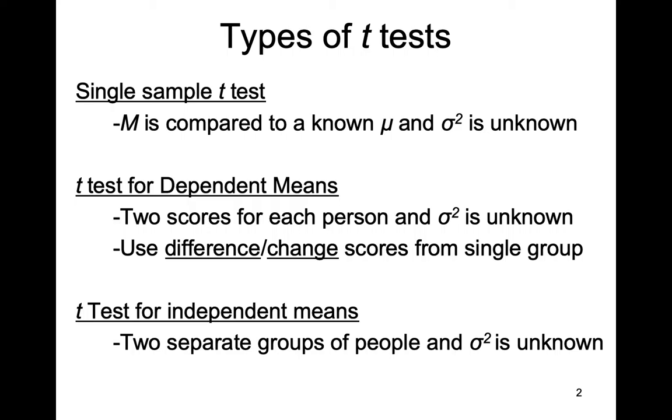So when we're comparing 2 means from 2 separate groups, each person in the group only has 1 measurement. We're going to use that independent means t-test. And in all 3 of these hypothesis testing situations, we don't know what the population variance is.